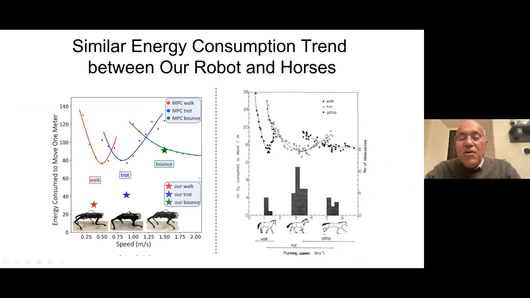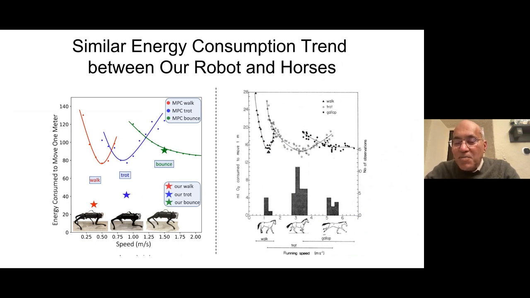And what we found is that we got exactly the same behavior in our robot. The difference is we did not need to pre-program these. This is, quote, emergent behavior. Just from the cost function, you got different solutions in different regimes.